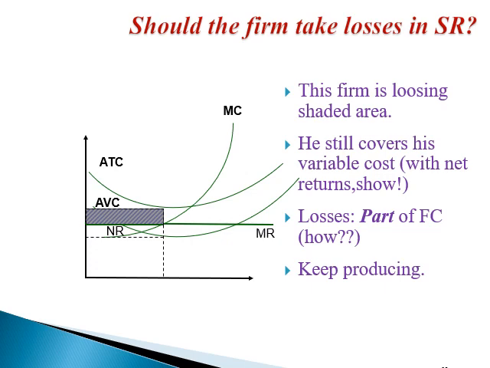It means that this is the minimum price acceptable for me because at least I'm covering all of my fixed, but since I'm covering none of my variable, this is the minimum price acceptable. Any price below the minimum of average variable cost, I'm going to shut down the business immediately. So the question is, should the firm take losses in the short run? And the answer is yes. As long as you are covering all of your fixed cost and some of your variable cost, you should continue producing in the short run.